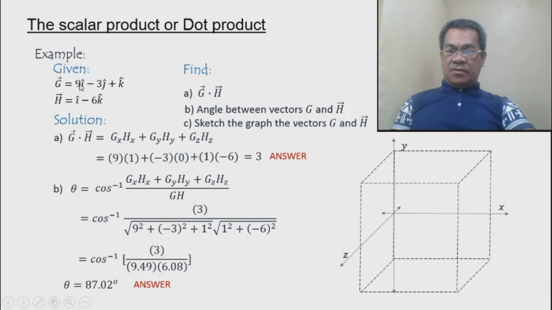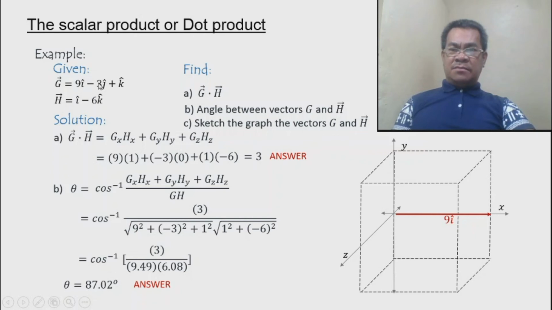So, what is 9 i hat? Where is 9 i hat? You have to be counting 9 units from 0. 9 units here. So let us say this is 9 units. So this is 9 i hat. This is the x component. Then the y component is negative.